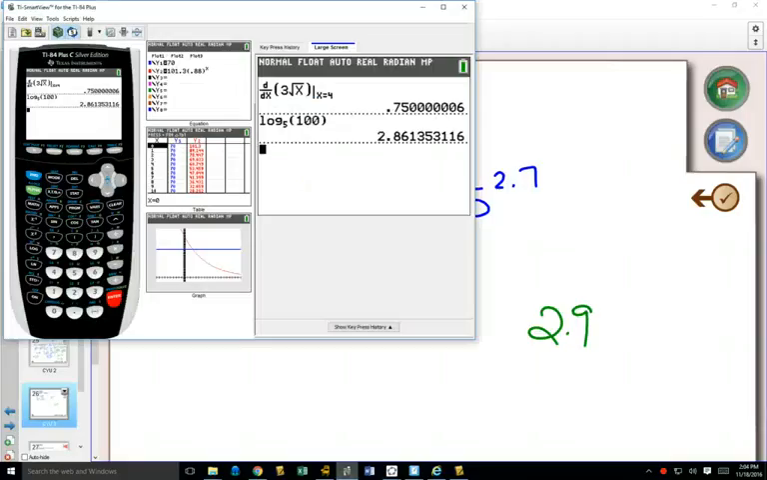If you don't have the newer calculator that allows you to do this, what you have to know is you can type the regular log button, which is right beside the 7, do log of 100, and divide that by log of 5, and you'll notice you get the same answer.